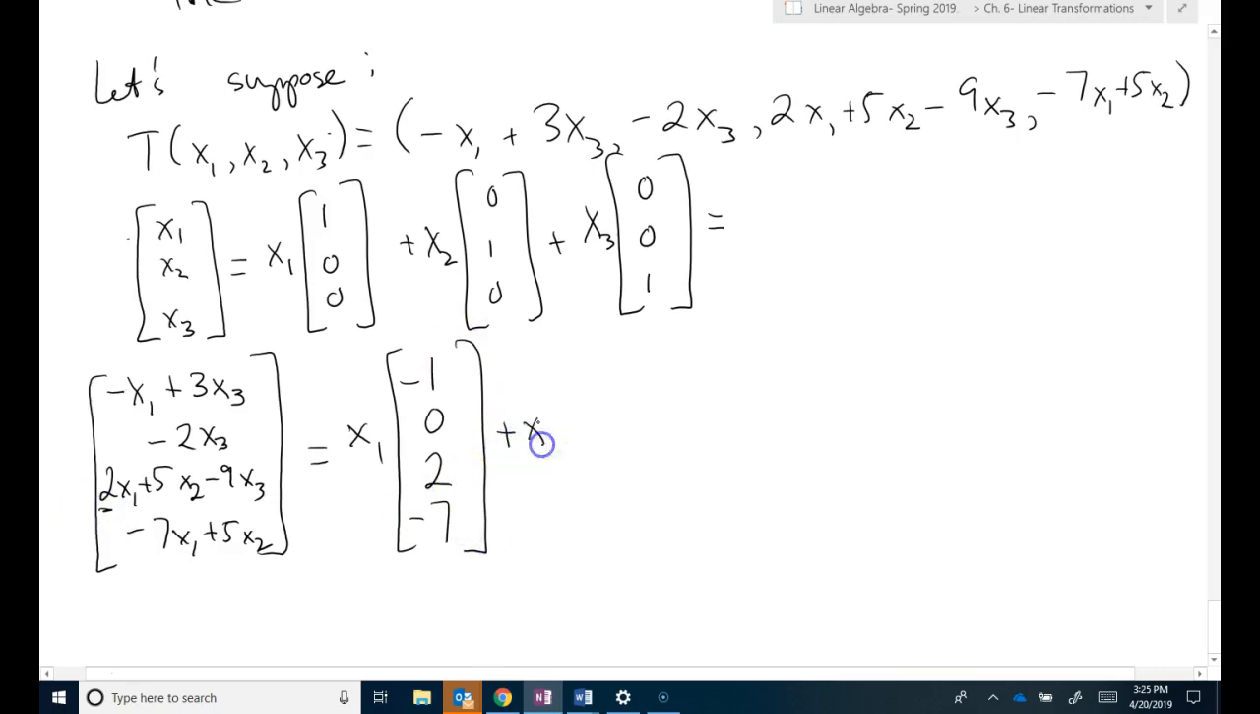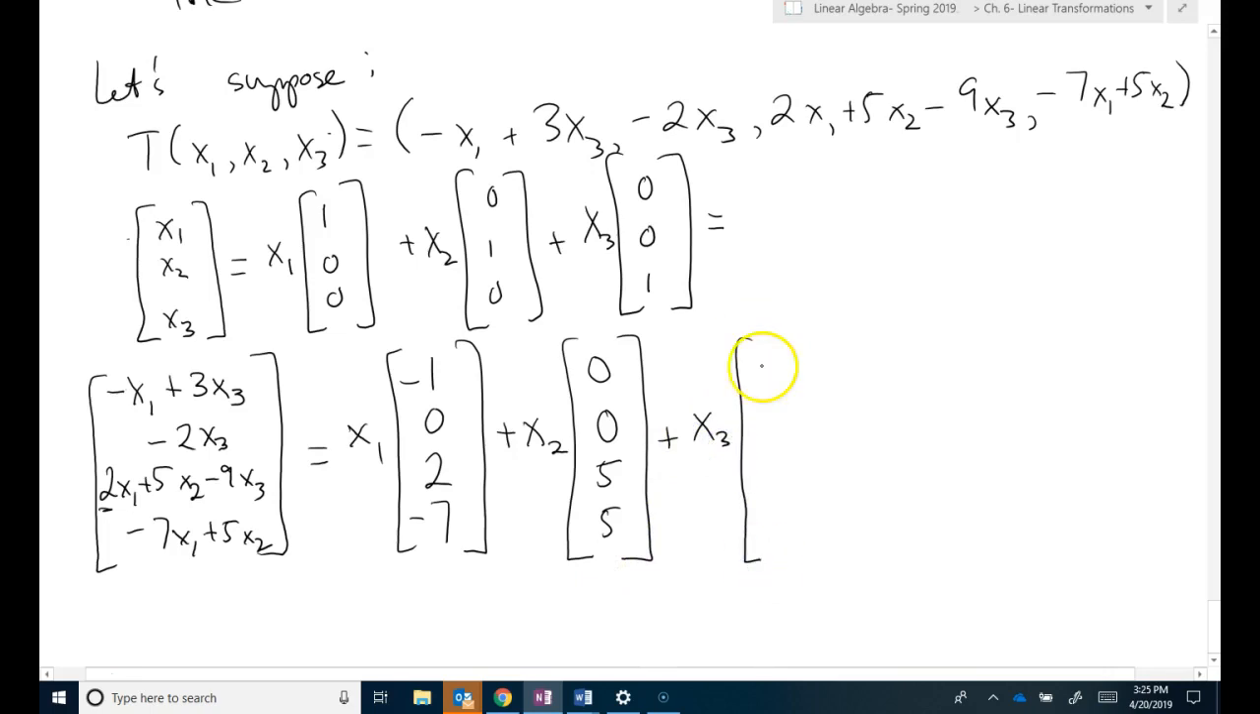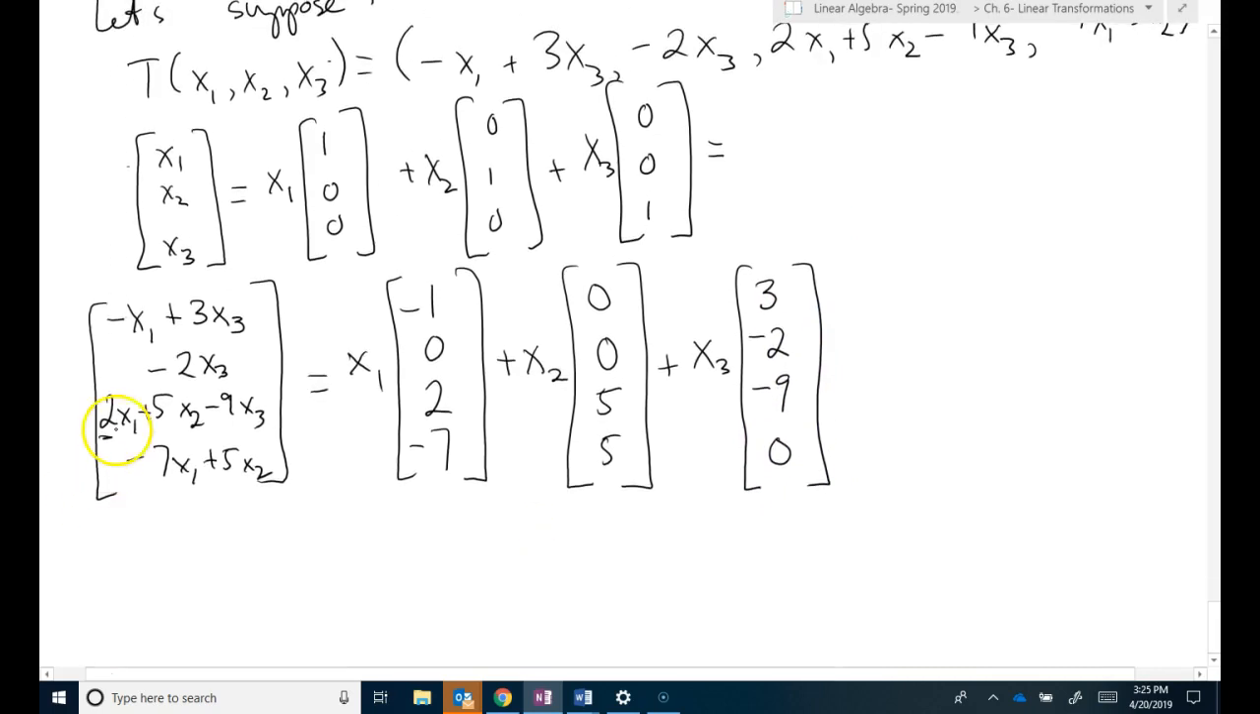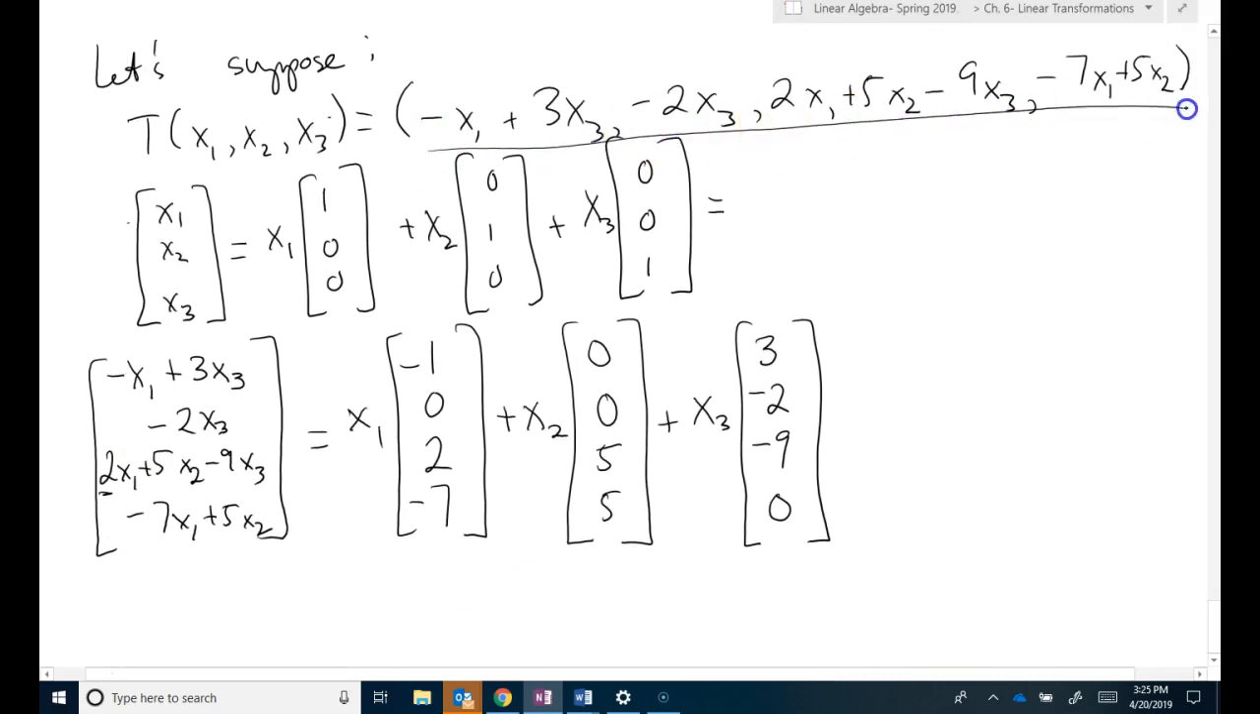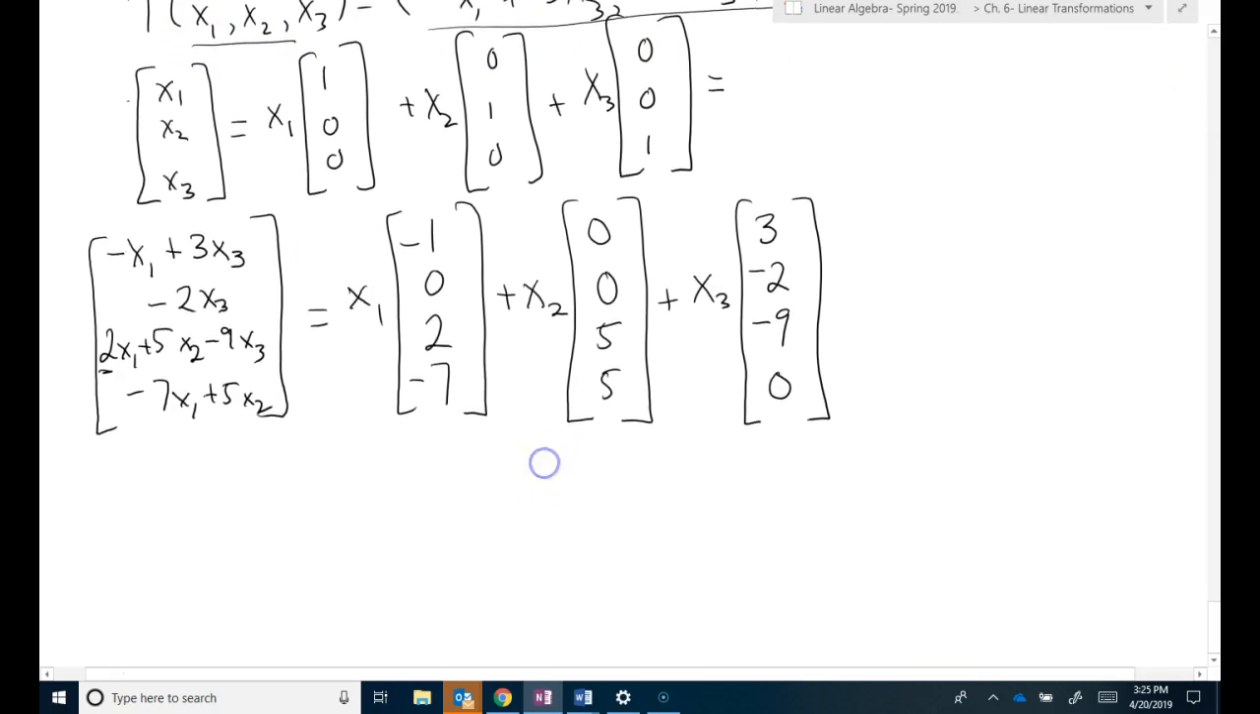Plus, then we'll have x2, and there's no x2s in the first term, so that's 0. No x2 terms in the second term, 0. 5 in the third term, and 5 in the fourth term. Plus x3 will give us 3 in the first term, negative 2 in the second term, negative 9 in the third term, and 0 in the fourth term. So basically what I've done is I've transformed this one into this one, and I've transformed it into vectors.